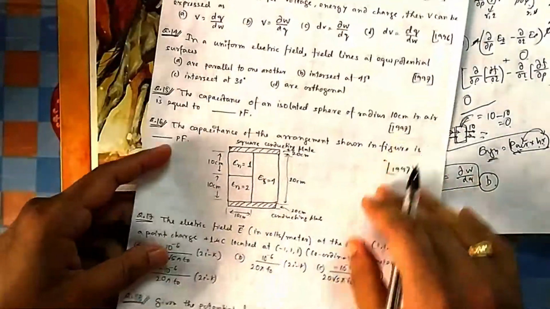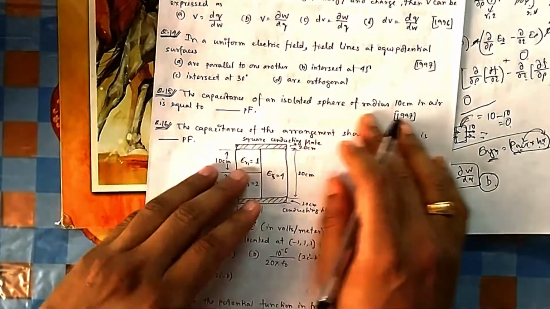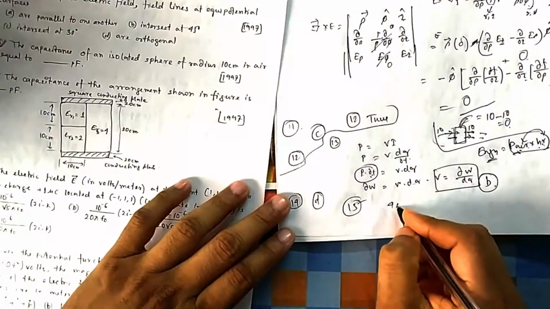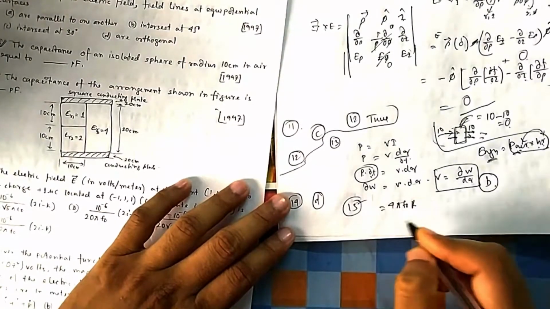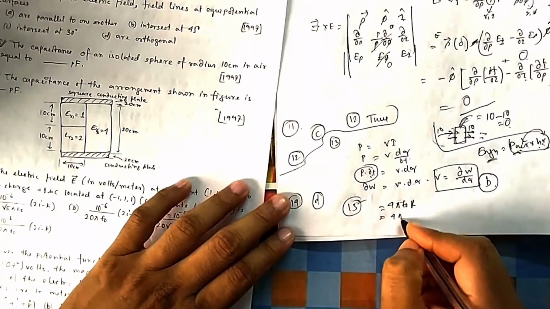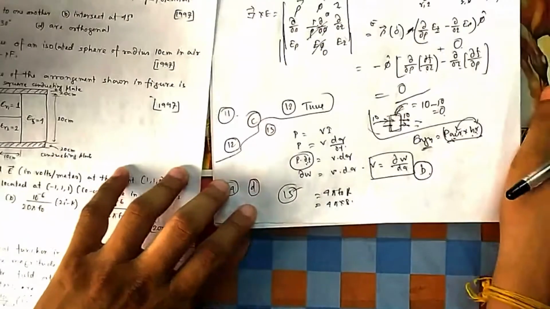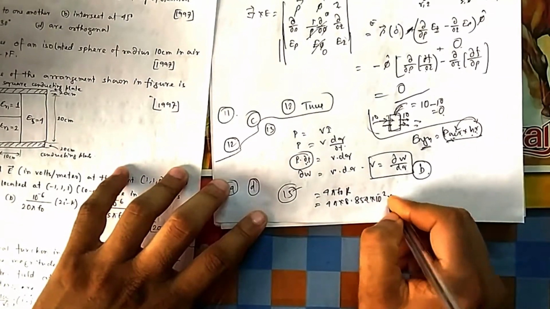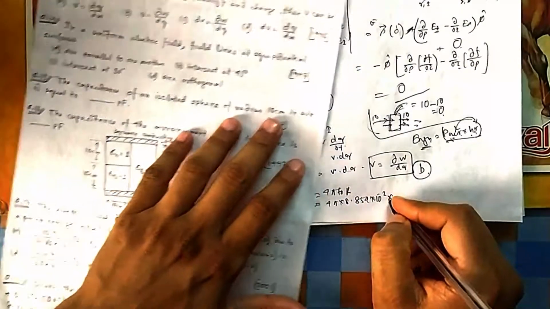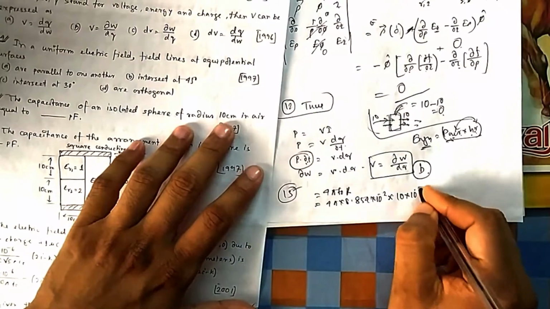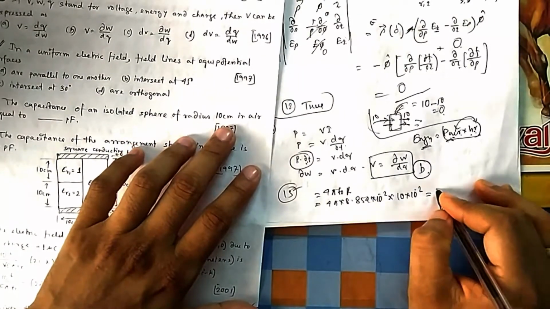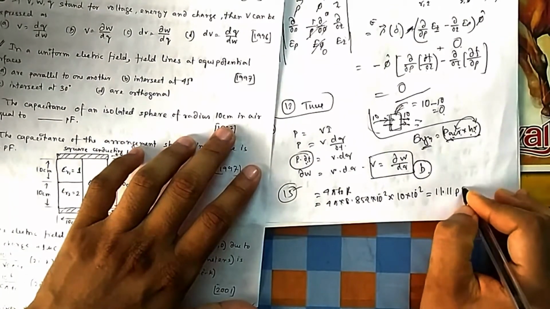Now if you come to 15, the capacitance of an isolated sphere of radius 10 cm, that is spherical capacitance. You know the formula, it is 4 pi epsilon r. So you put 4 into pi into epsilon, which is 8.854 into 10 to the power minus 12, into r. What is the radius they have given? Radius is 10 cm, so 10 into 10 to the power minus 2. In meters you should write. So it comes to 11.11 picofarad. So this is your answer.